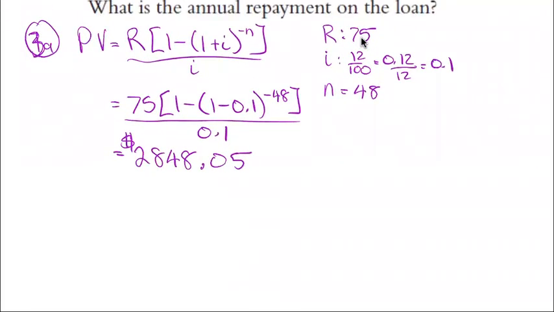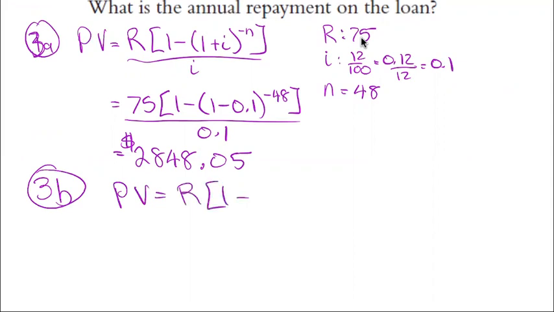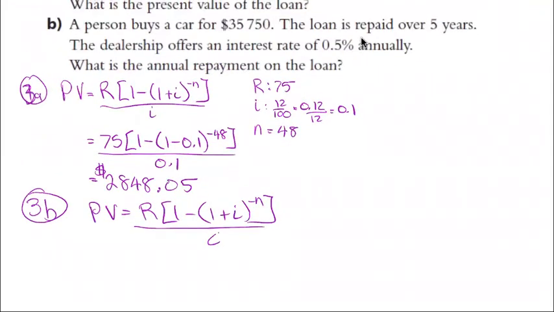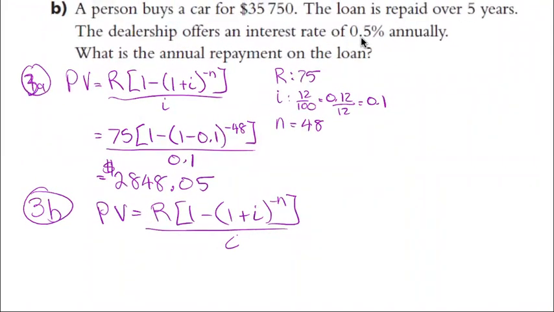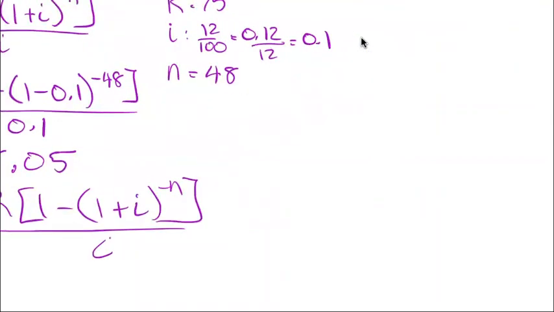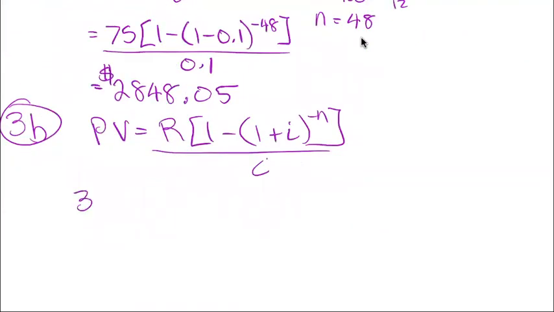3B. PV is equal to R, bracket, 1 minus, 1 plus i to the minus n, over i. What do we know? We know that right now the person owes $35,750. That's our PV. 35,750 is equal to my R. That's what we're trying to calculate. What's that yearly payment? 1 minus, bracket, 1 plus.